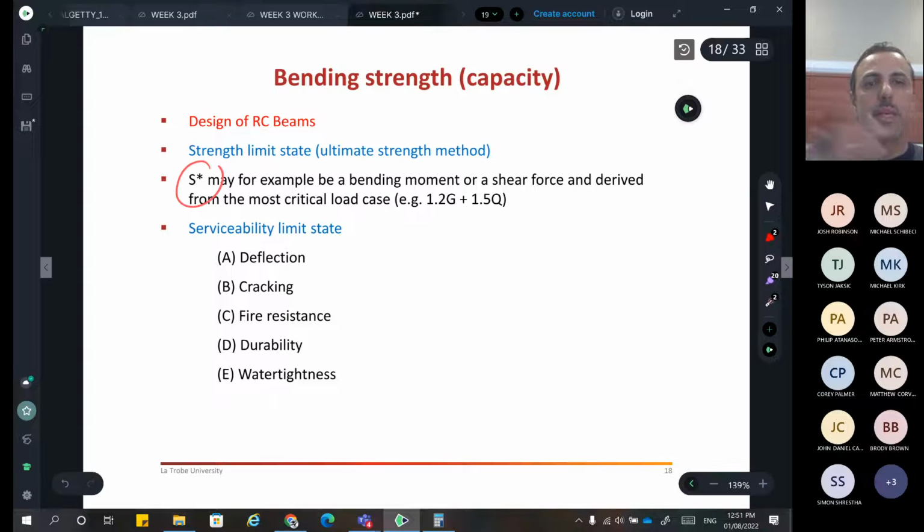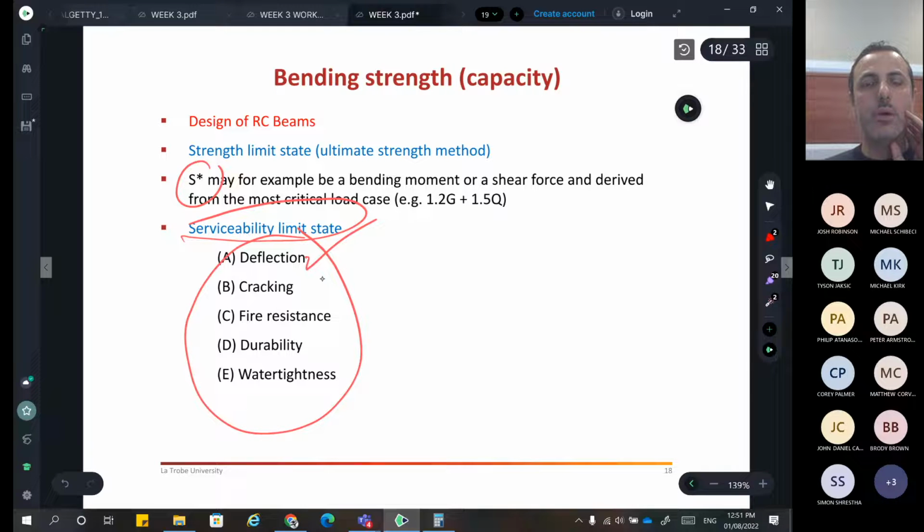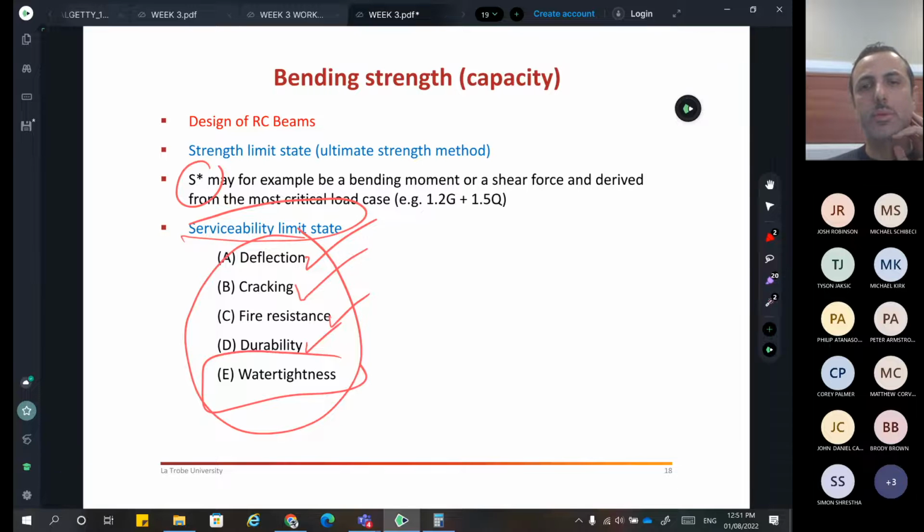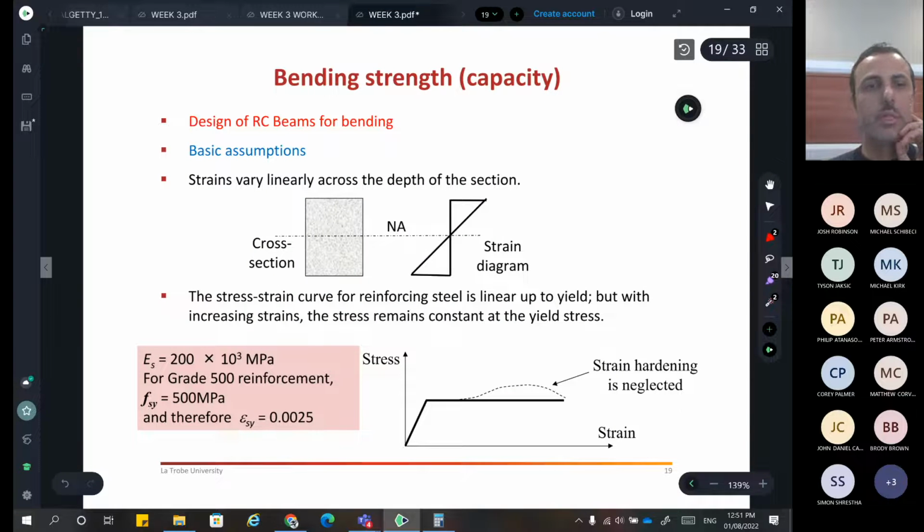And this is what I was saying, a star is something you are good at, and you know how to find actions. With serviceability, as we said, it covers all these things. You're going to do this about week 6. You will also do this in our designs. You did this already, and this is water tightness, which is just up to the admixtures.